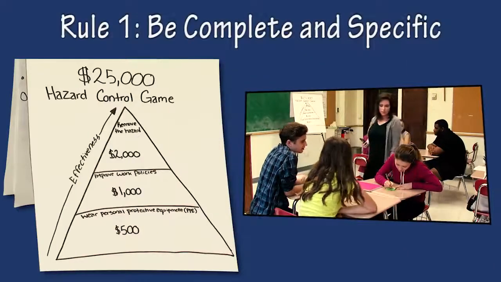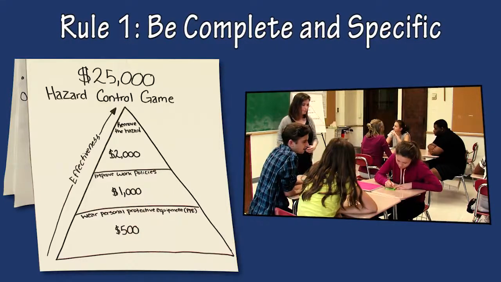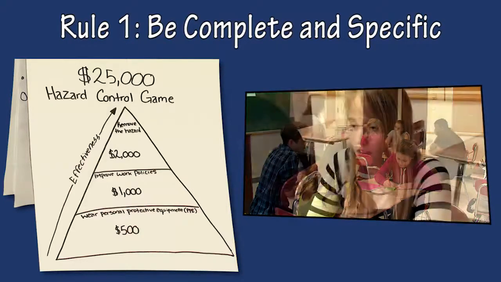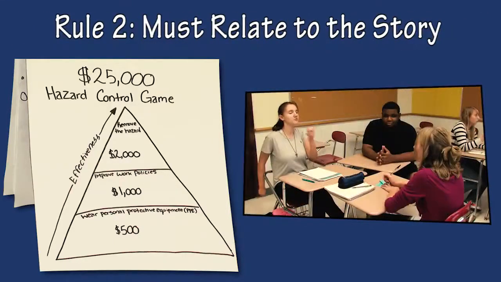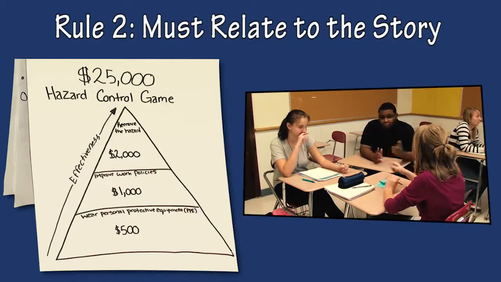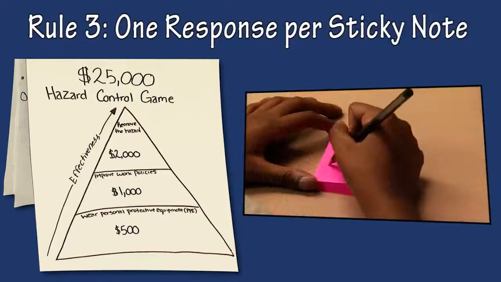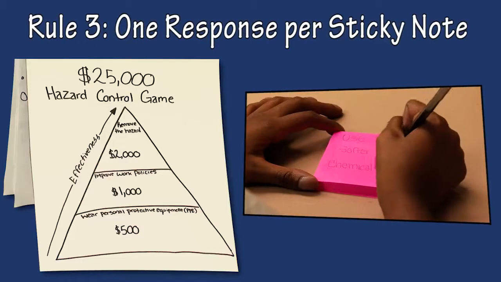Rule 1, your answers must be complete and specific. For example, if you just say training, you won't receive any points. Training about what? Be specific. Rule 2, your answers also have to relate to the story I read. You can't make up details that weren't part of the story. Here's Rule 3, each response should be written on a separate sticky note. 1 response per sticky note.